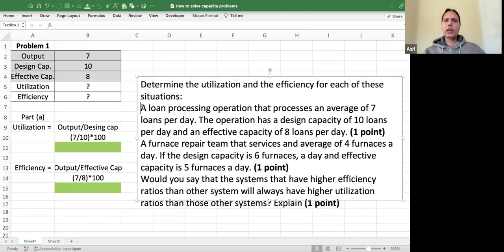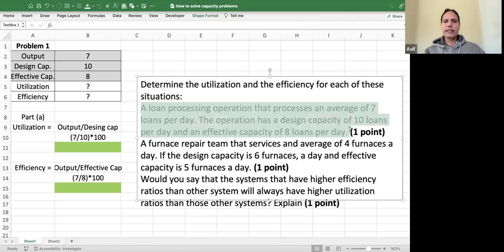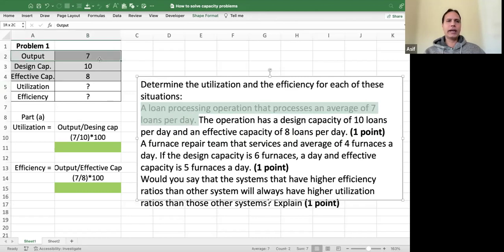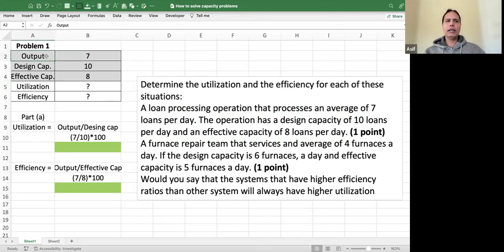And the first one is a loan processing operation that processes an average of 7 loans per day. Okay, now the first step over here is that we need to identify what this 7 is. It says a loan processing operation that processes an average of 7 loans per day, which means this 7 is output. So please note this one. We can write here that the 7 is output.